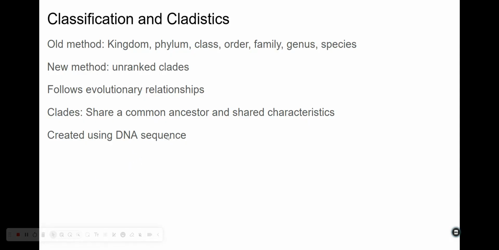And so clades share a common ancestor and they have shared characteristics. Even though the characteristics aren't necessarily how they sort it, they use the DNA sequence, but because they're ancestry related, they have those shared characteristics. So like all mammals have the pentadactyl limb, so even though it's been modified, they still have those characteristics.